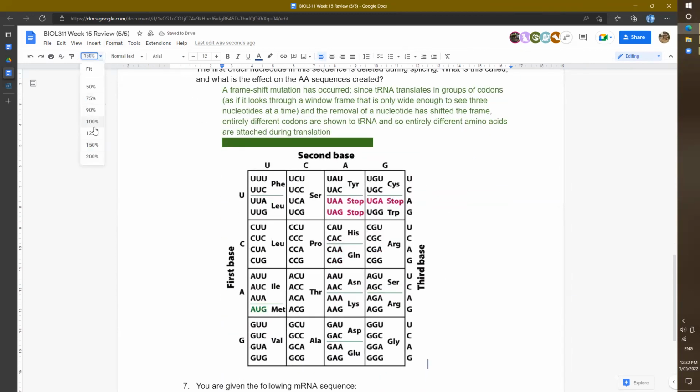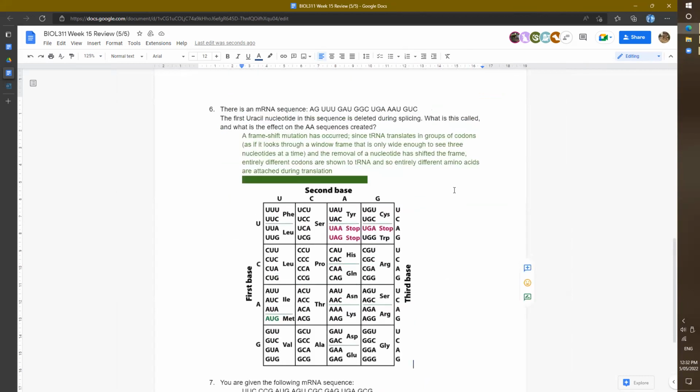Let's zoom out. So we had AUG, that's methionine, the start codon. And then we have UUU.